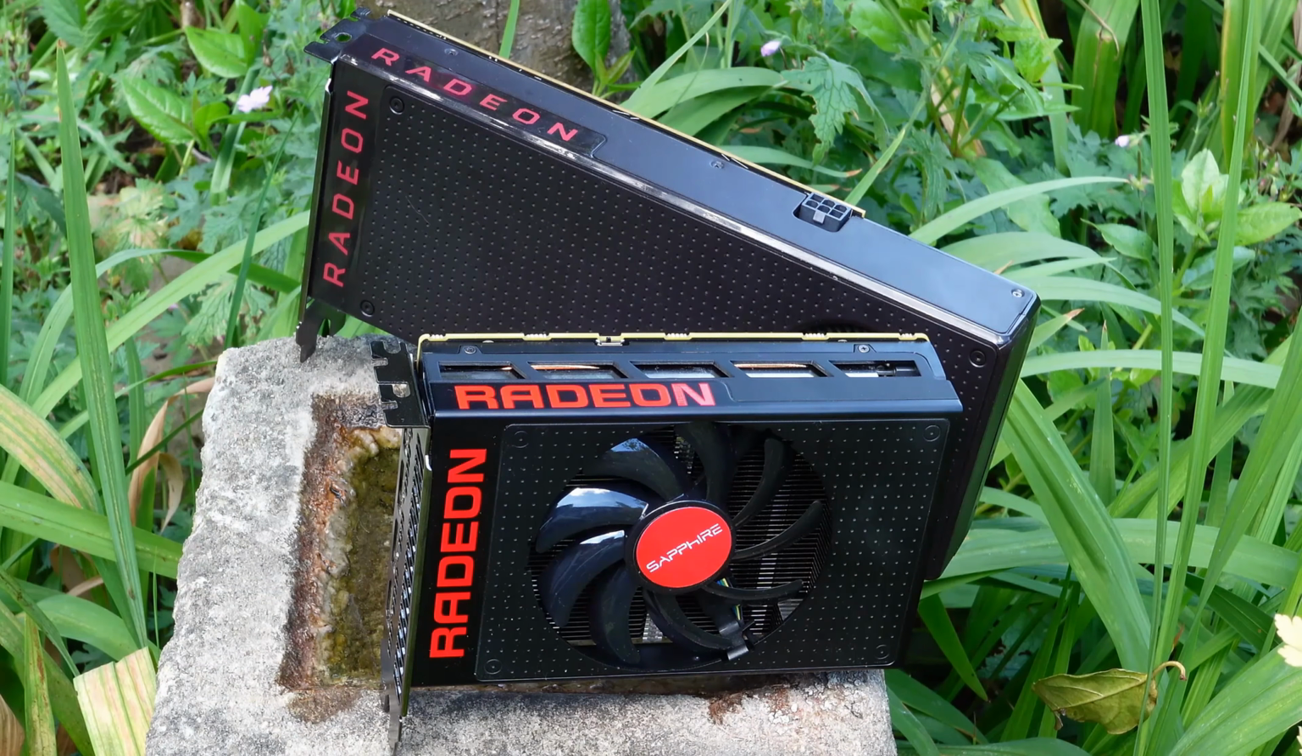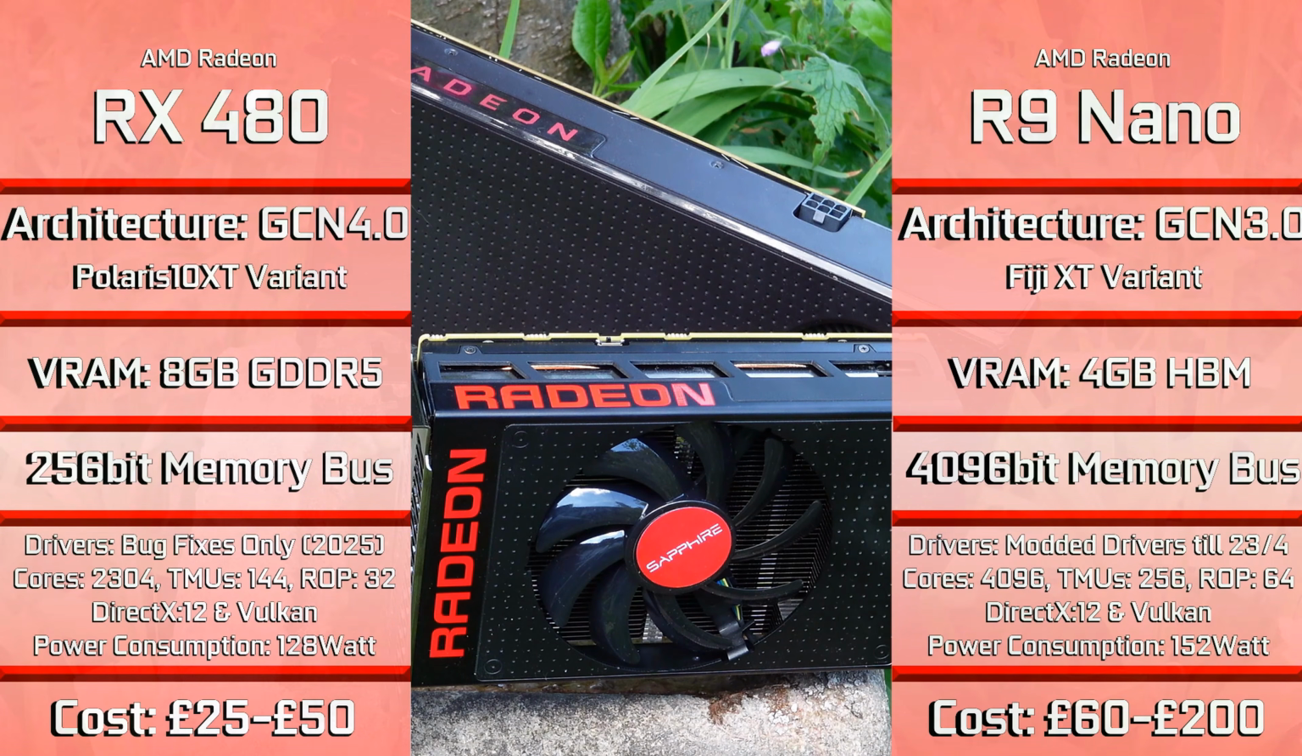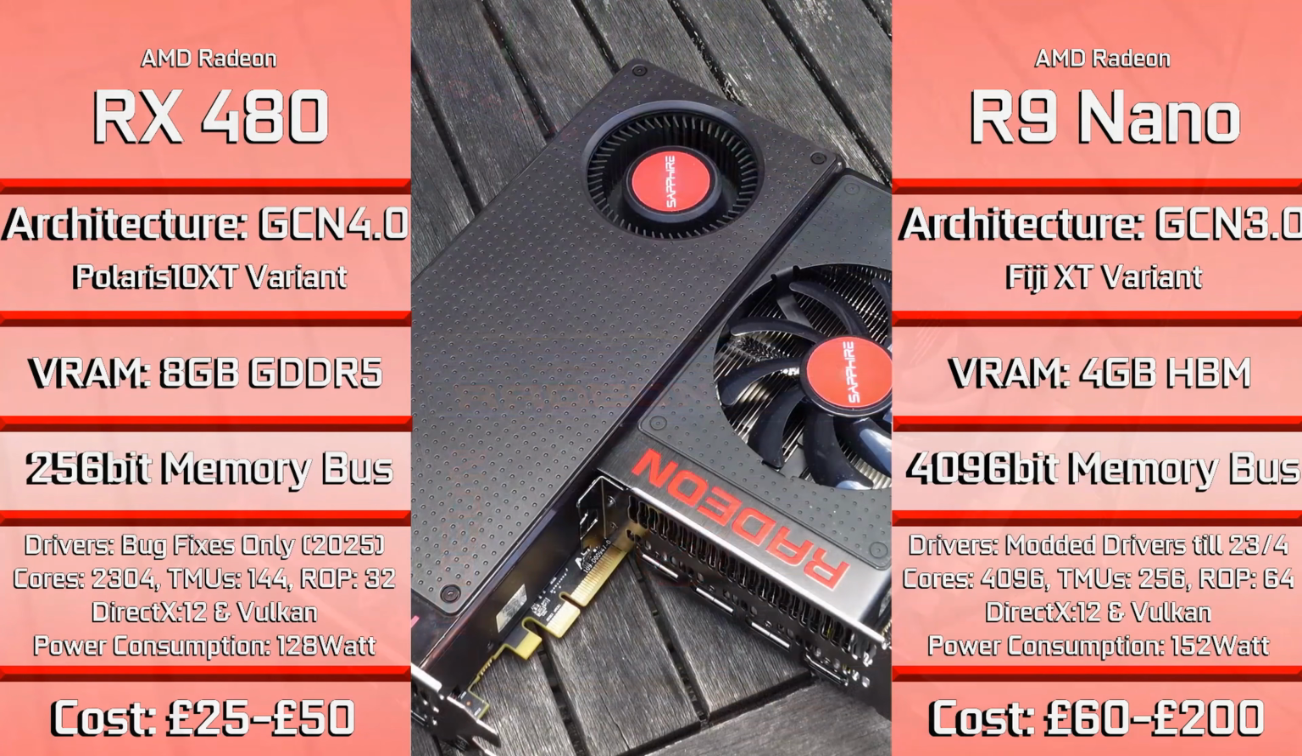The cards do actually share quite a few similarities. When it comes to architecture, the RX 480 is based on GCN4, whereas the R9 Nano and the rest of the Fury series is based on GCN3, and there's quite a lot of overlap between the two and what they actually get feature-wise, but GCN4 tends to be a little bit newer and has a few more features that mean it does better in DirectX 12 and Vulkan. Both do relatively well, keep in mind.